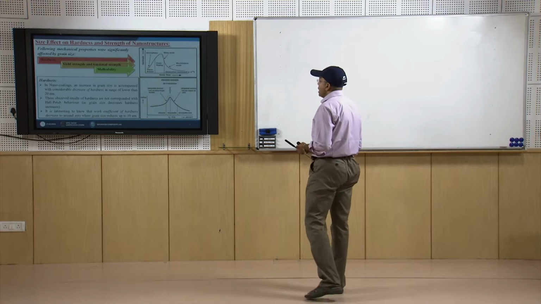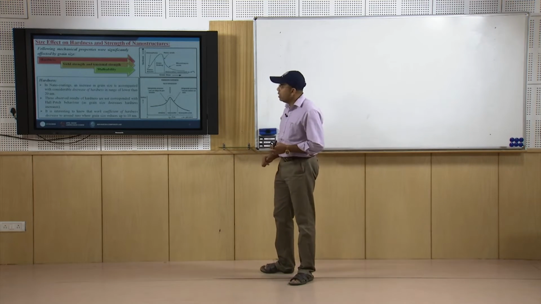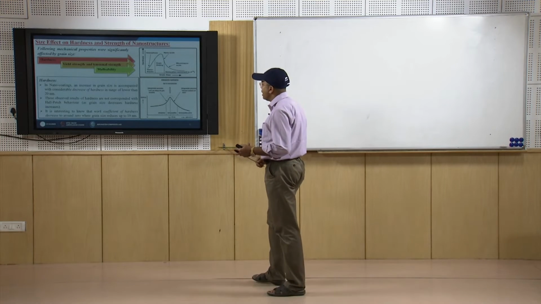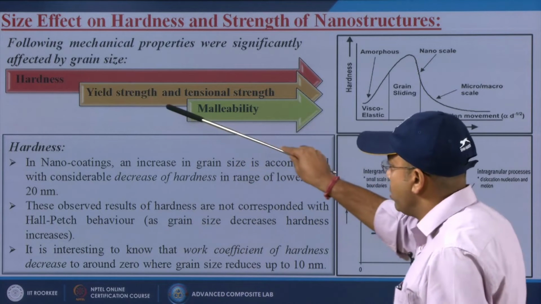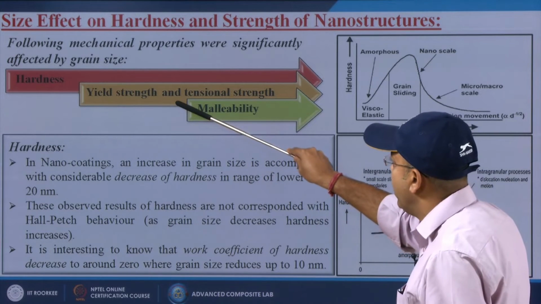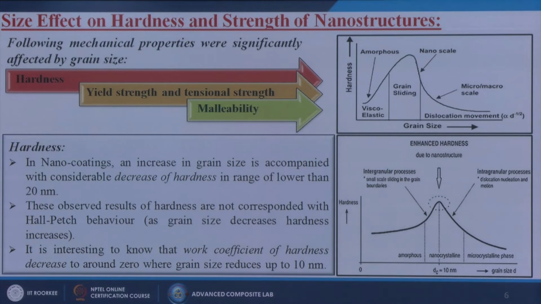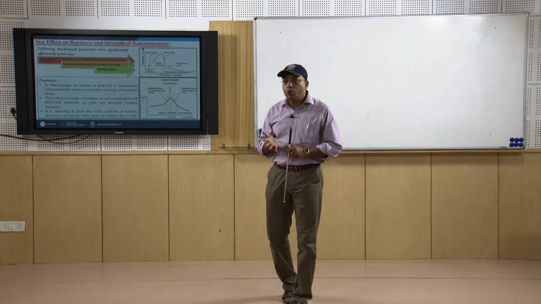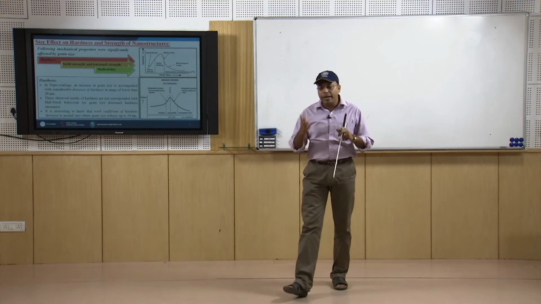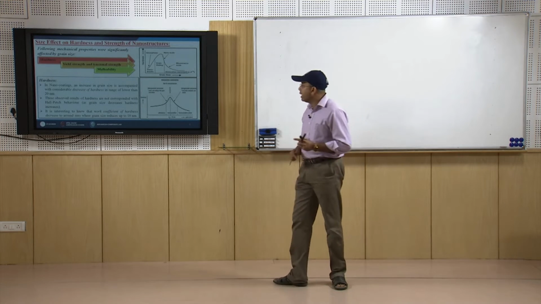Then we are going to discuss the size effect on hardness and strength of nanostructures. The following mechanical properties are significantly affected by the grain size. One is hardness, another is yield strength and tensile strength, and the third is malleability. So these three are the material's inherent properties which change when we go from micro to nano particulate size.